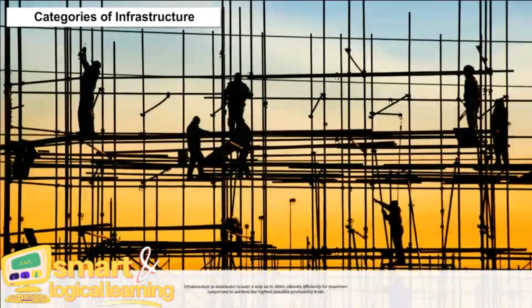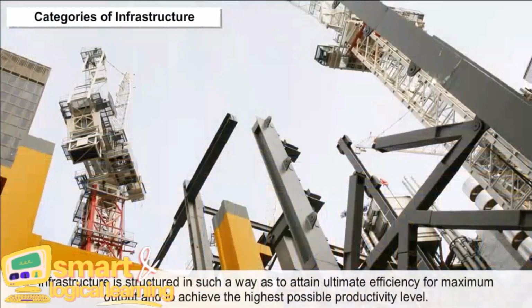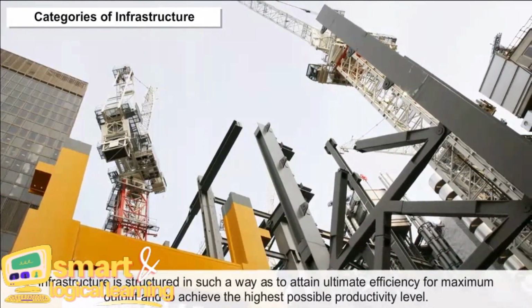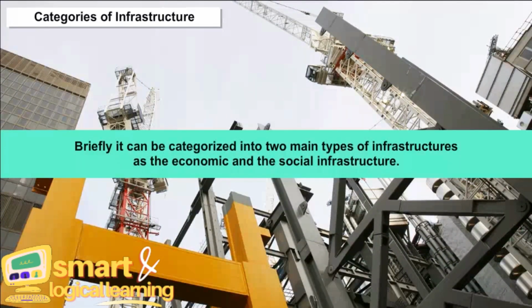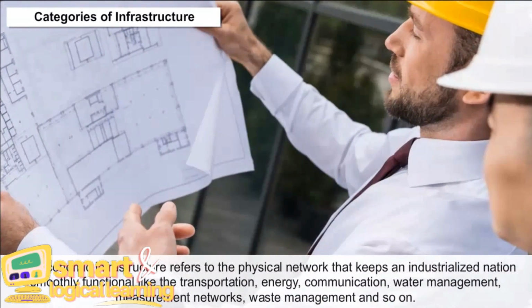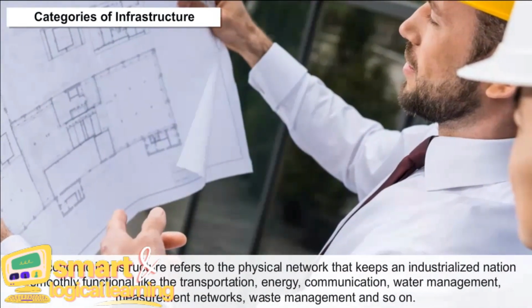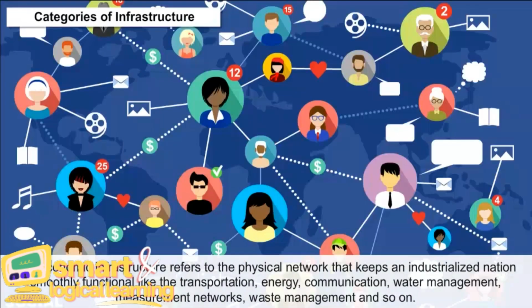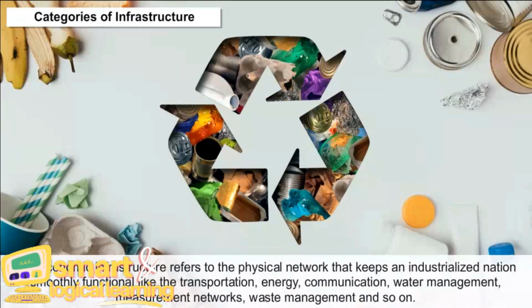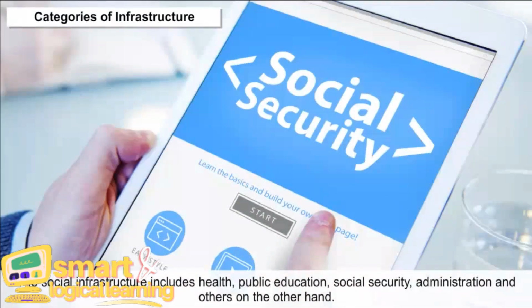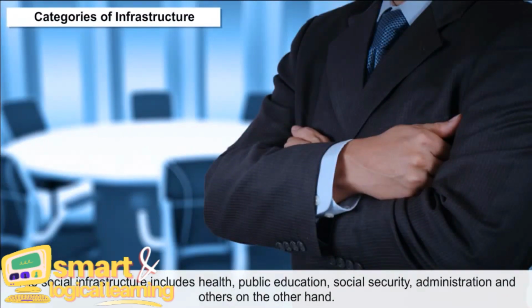Categories of infrastructure. Infrastructure is structured in such a way as to attain ultimate efficiency for maximum output and to achieve the highest possible productivity level. Briefly, it can be categorized into two main types of infrastructure: the economic and the social infrastructure. The economic infrastructure refers to the physical network that keeps an industrialized nation smoothly functional, like transportation, energy, communication, water management, measurement networks, waste management, and so on. The social infrastructure, on the other hand, includes health, public education, social security, administration, and others.